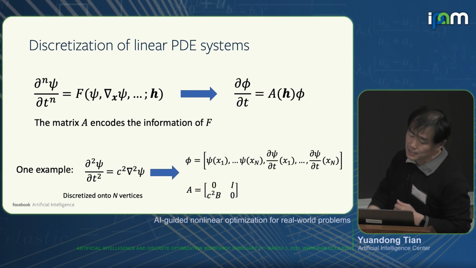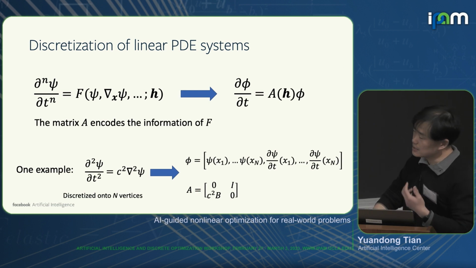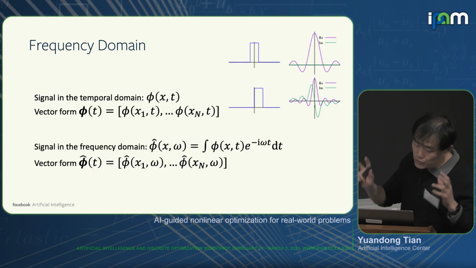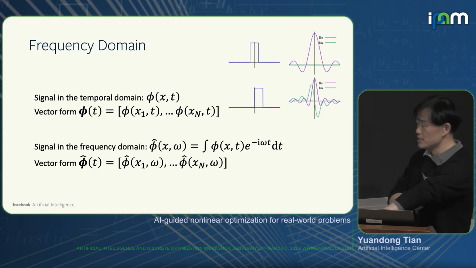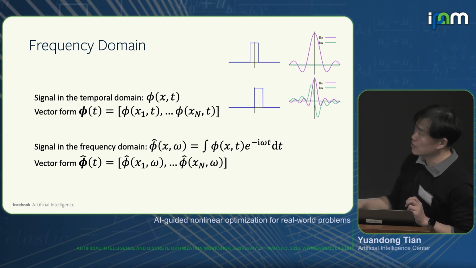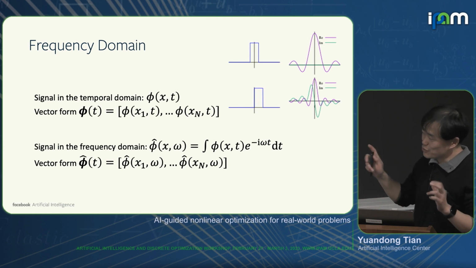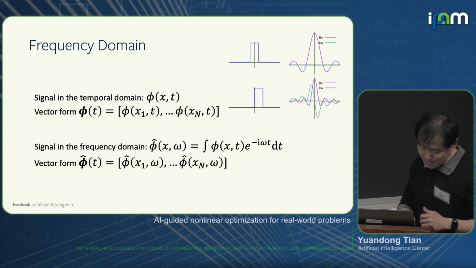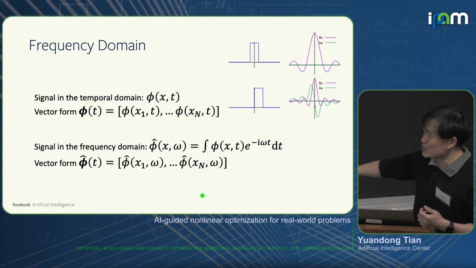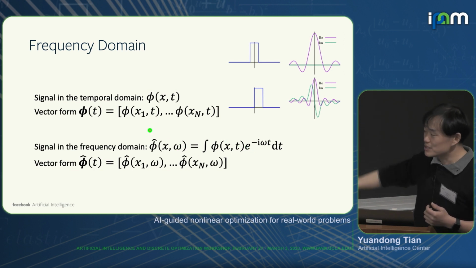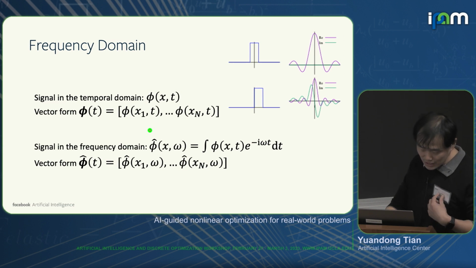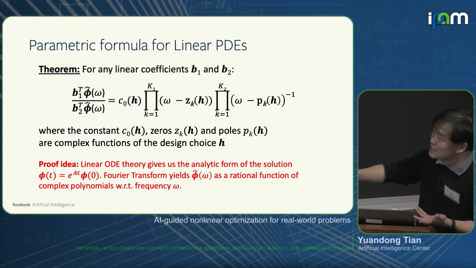Once you have that, we are going to prove a theorem that tells you the property of the linear partial differential equations in the frequency domain. People might be familiar with this if you have any electrical engineering background. You convert these temporal signals using the Fourier transform, converting phi(x,t) into phi(x,omega), where omega is the frequency you want to capture. Once you have the representation in the frequency domain, then you have a theorem.